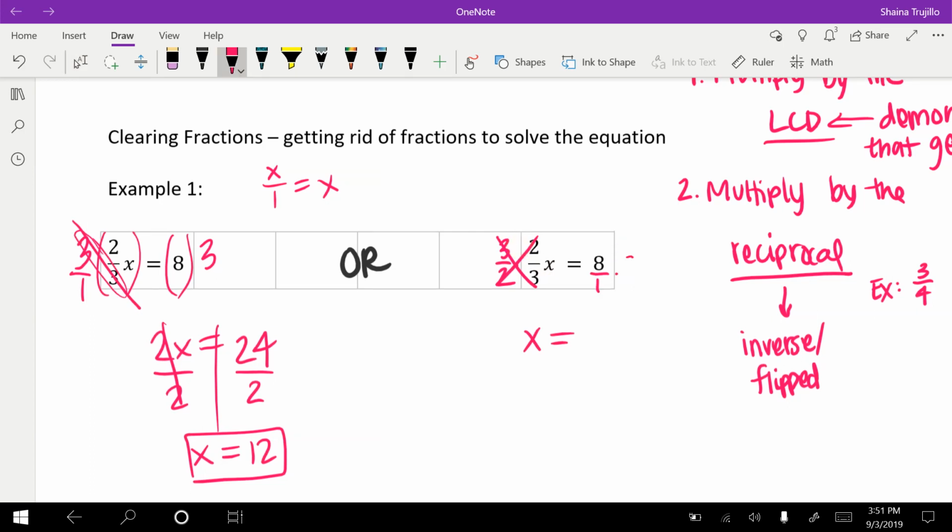8/1 is the same as 8. And I'm going to change it to that to make it a little easier to multiply my fractions. Once I have them both in fraction form, I can just multiply straight across. 8 times 3 is 24. 1 times 2 is 2. All I have to do now is x equals 24/2, or 24 divided by 2, which simplifies to 12.